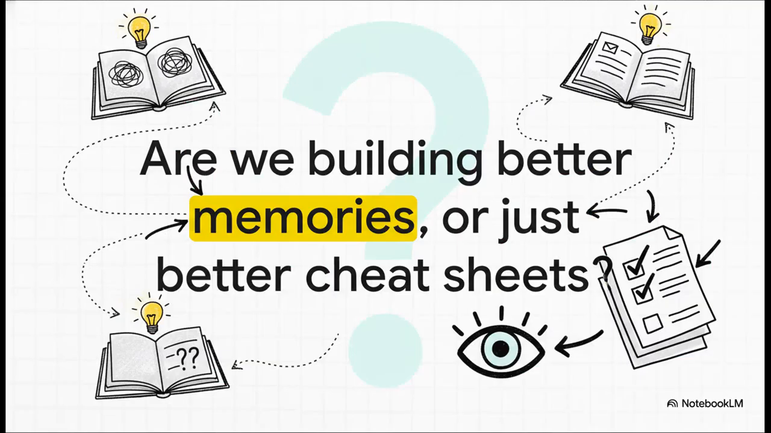And this all leaves us with one final, pretty provocative thought. As we get better and better at designing our systems around these architectural quirks, putting the answer right where we know the model is going to look, are we really teaching these models to understand and to reason, or are we just getting incredibly good at building them the perfect cheat sheet?